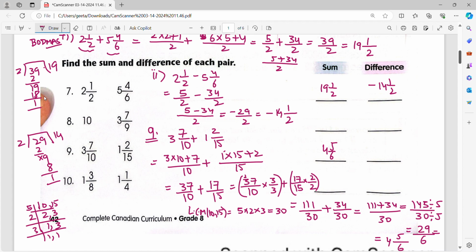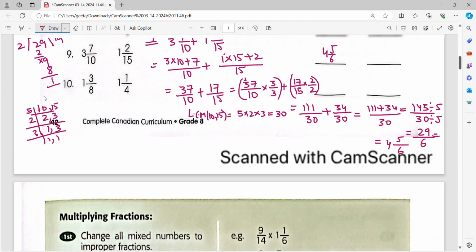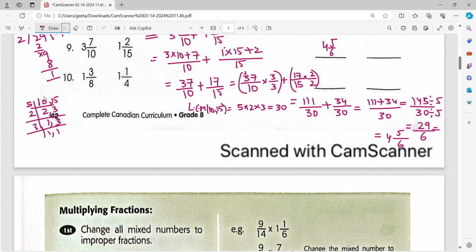Okay, one more thing I am going to do here. Just wait. Now I have to find out the difference because they have told you this is the ninth question, second part. Now 3 and 7 by 10. Don't worry, I'll send you all these pics at the end, or I can send you this PDF in modified format. Okay, yeah, that in the end I'll do.